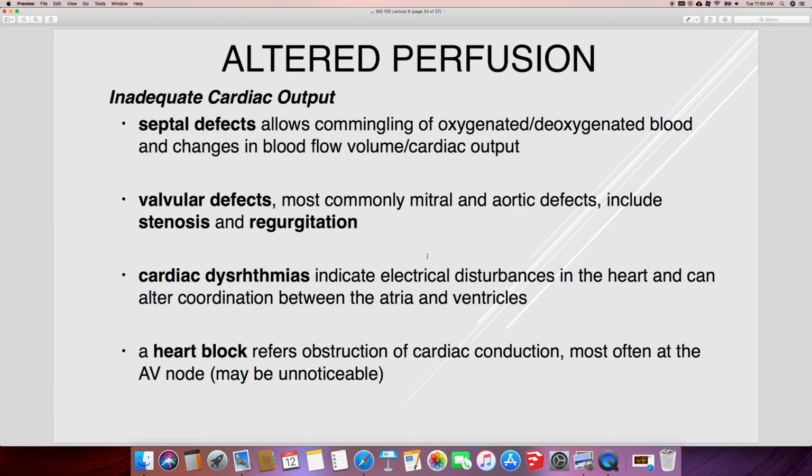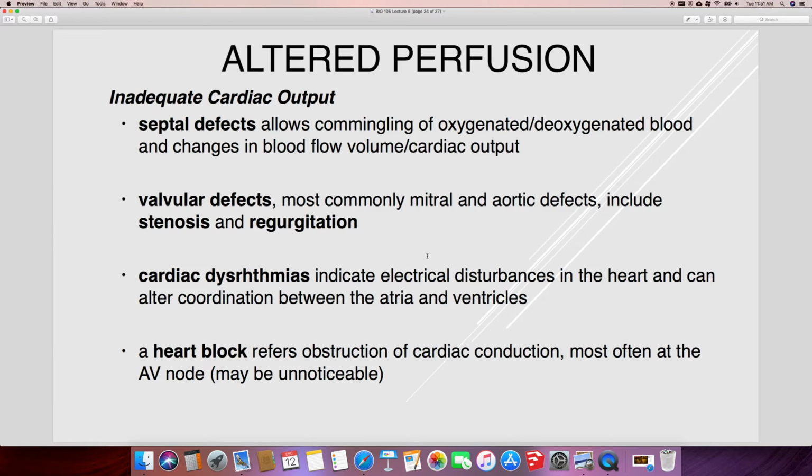Okay, inadequate cardiac output, so septal defects in the septum between the left and right sides of the heart. This will allow commingling of oxygenated and deoxygenated blood, and this is not good. We don't want them to mingle. Again, this is normal. There's a septal defect between the left and right atria about 24 hours after birth, but that will close up and everything. But some of these other congenital defects in the septa will be repaired.